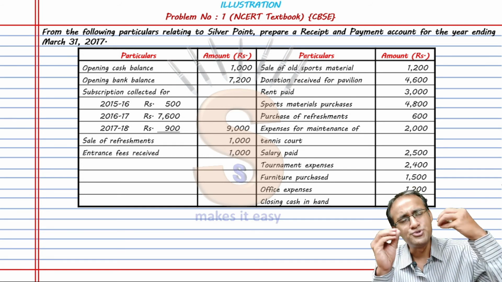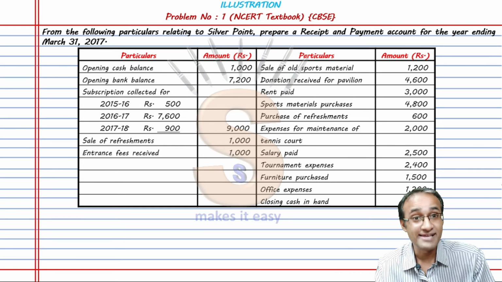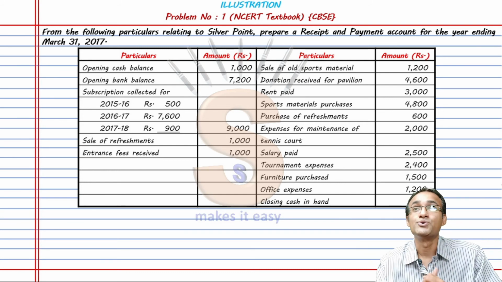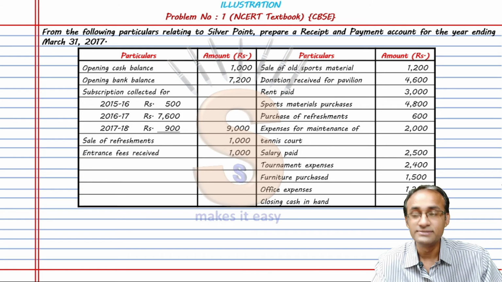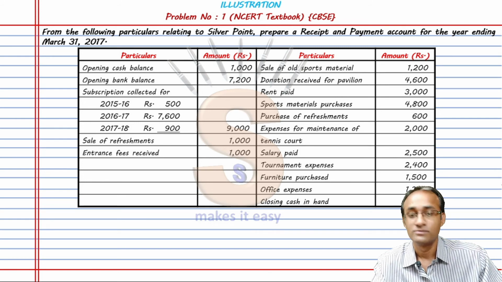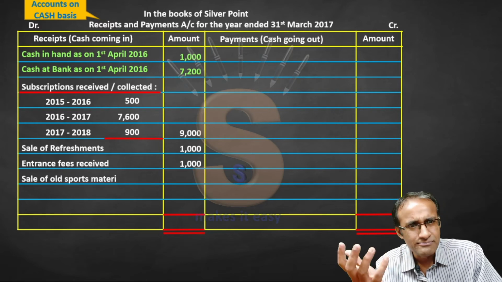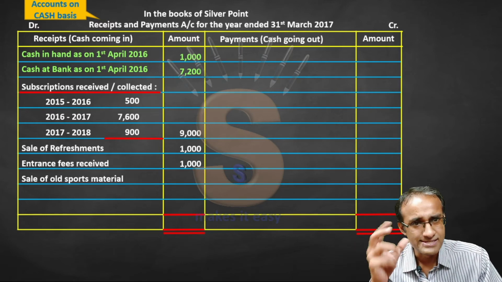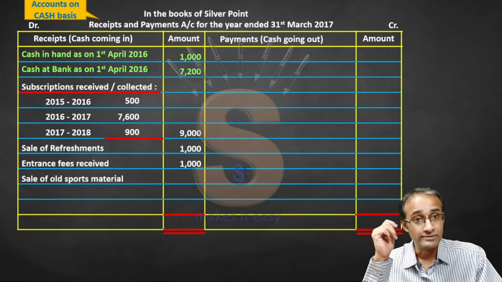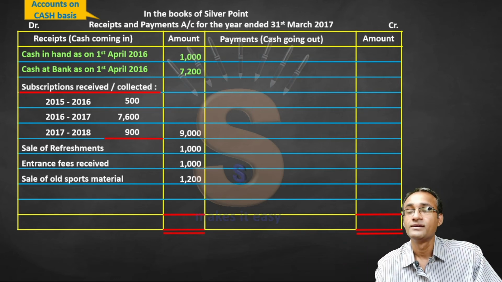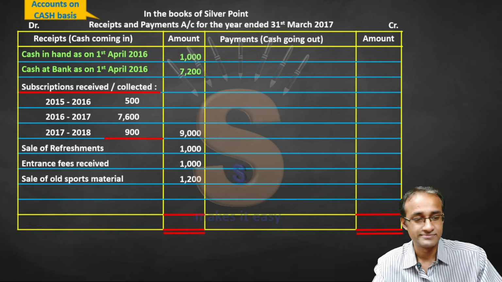Okay, whatever you want to sell, sell it. Money will come in. If not much, then less will come, but money will come in. So 1,200. Old sports material, so maybe old cricket bats, old season balls, old badminton rackets, depending upon what sport is being played. 1,200.